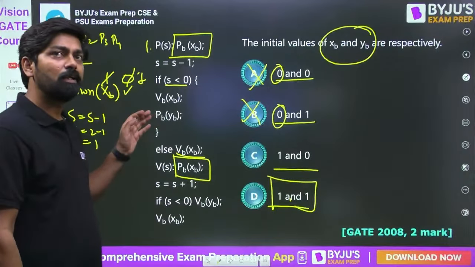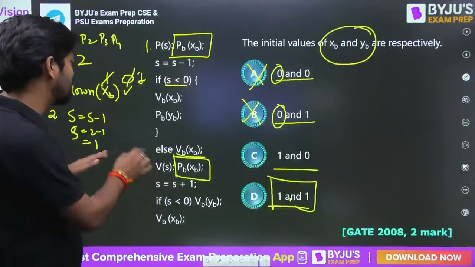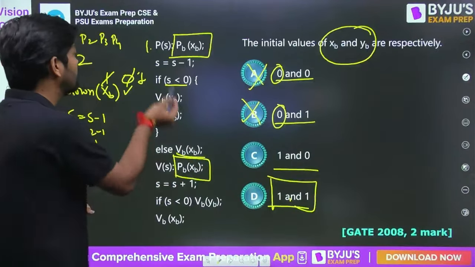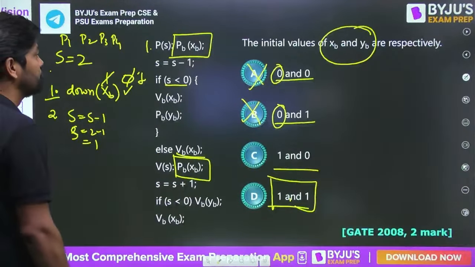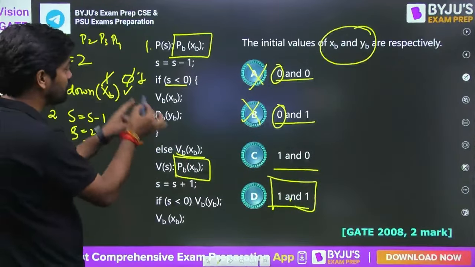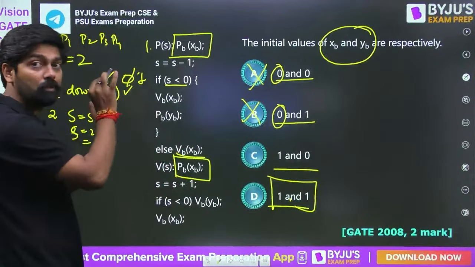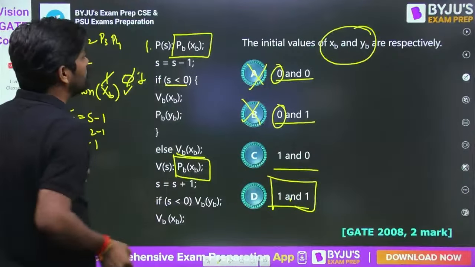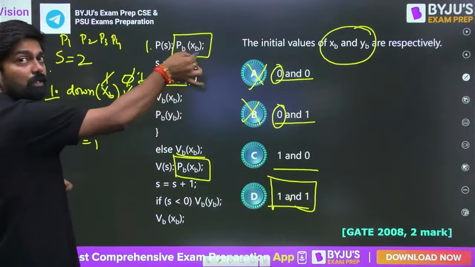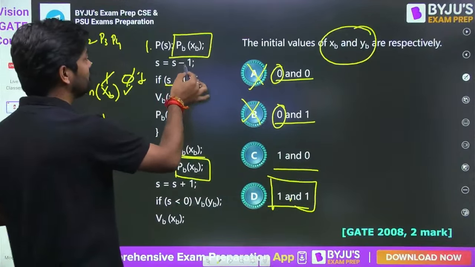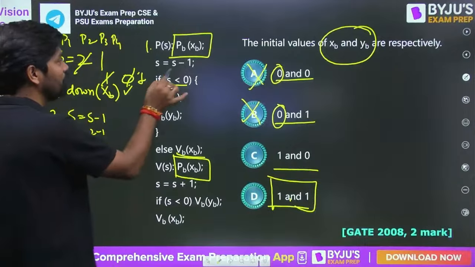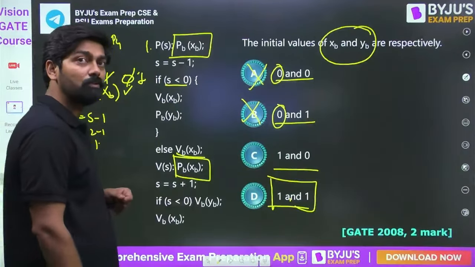Now let's suppose it is inside the critical section. Let's suppose P1 comes. Due to V on XB, XB went from 0 to 1. If the next process wants to come, down on XB is successful: 1 becomes 0. Now S equal to S minus 1. What is the S value now? 1. So 1 minus 1 is 0.